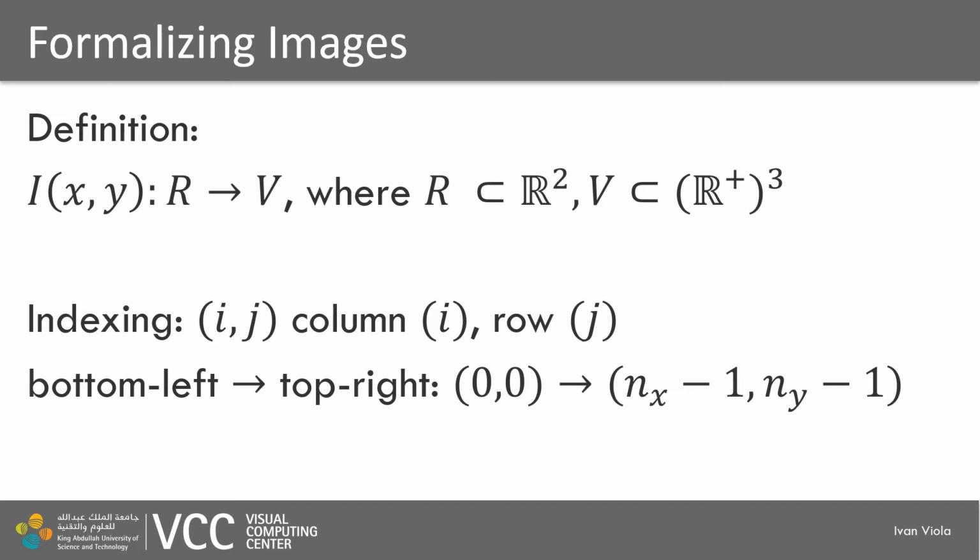Keep in mind that this is just a definition which some particular system implementation might have a different representation. So for example, in OpenGL, which you will be dealing with at some other courses in computer graphics, you will have the top left element as 0, 0, and the bottom right element will be the nx minus 1 and ny minus 1 indices.